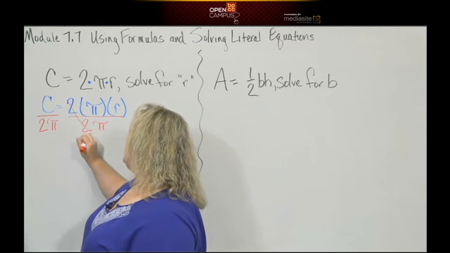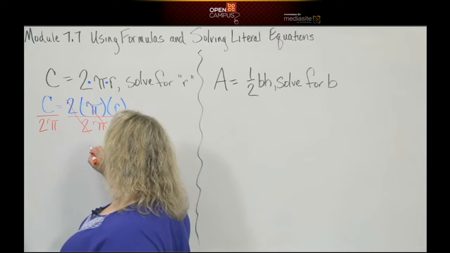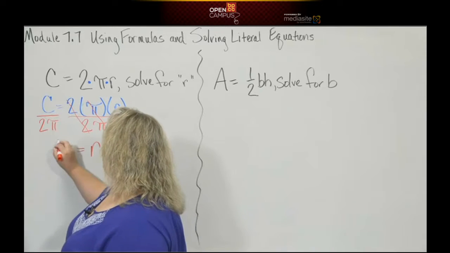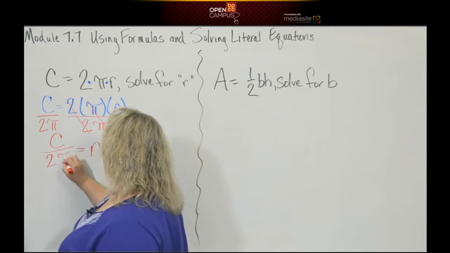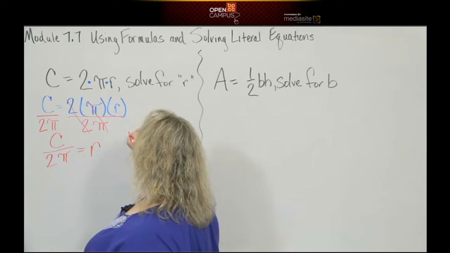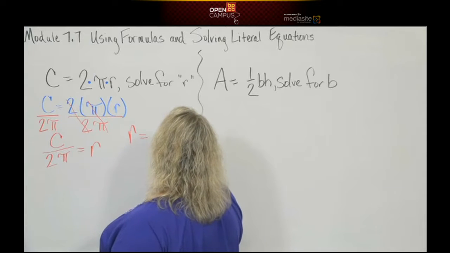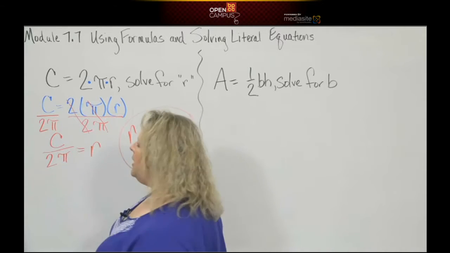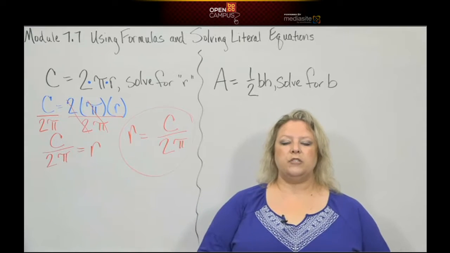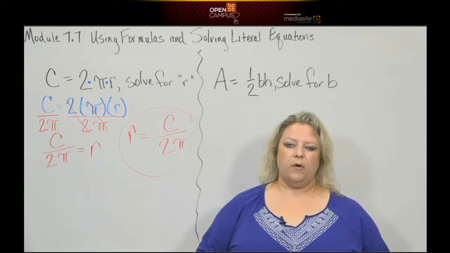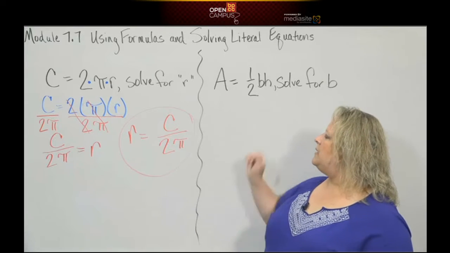2 divides into 2 once, pi divides into pi once, and that crosses off to be 1, and I'm just left with r. Over here I'm left with C, the circumference, is equal to, divided by 2 times pi. So that is my final answer. I solved for r, and I got circumference divided by 2 pi as my final answer. Again, I'm not asking you to find out specific digits, numbers. All I want you to do is move things over and get whatever letter I ask you to by itself, okay? All right, here's my last one.